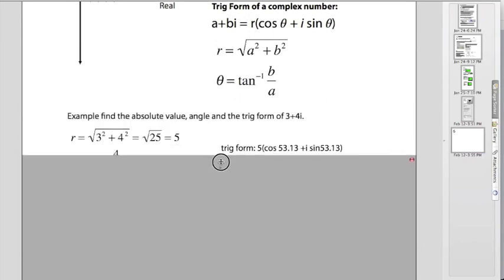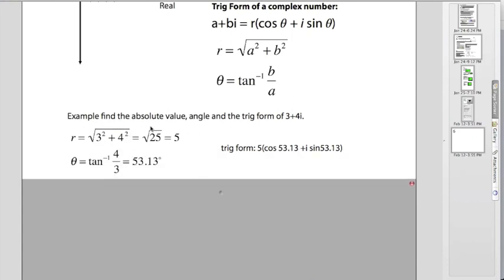Let's try an example. The question here was: find the absolute value, find the angle, and then write the trig form of 3 plus 4i. Well, r is this: we have 3 squared plus 4 squared, then we square root that value. We get 5. Tan inverse is just going to be y divided by x, which is 53.13 degrees. There's no magic formula, there's no working it out. It's just plugging those two values into what we have for our trig form: 5 times parentheses cosine 53.13 plus i sine 53.13 degrees, and that is my trig form.